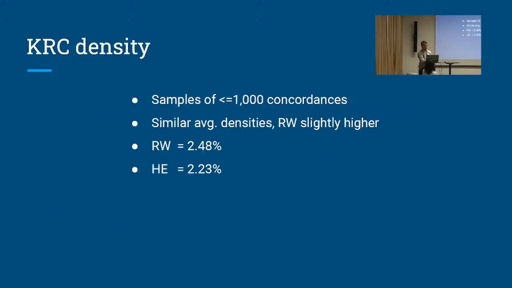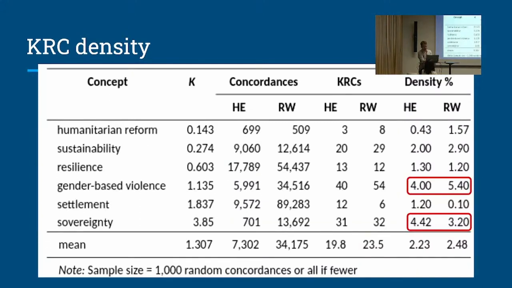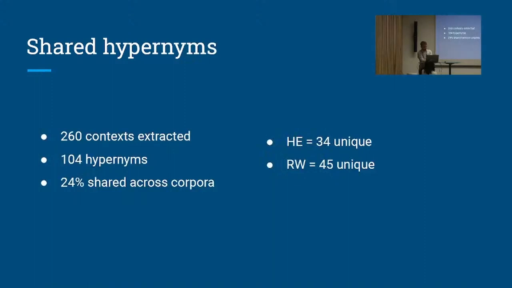Generally speaking, even though we saw that the frequencies at the keyness level were much lower for the ReliefWeb corpus, when it comes to actual good context, good concordances, they're about the same. They were both hovering around 2%. In this case, for example, gender-based violence and sovereignty were the two that had the highest density, perhaps because they're being defined more often, they might be more fuzzy. People want to try to characterize them in more detail.